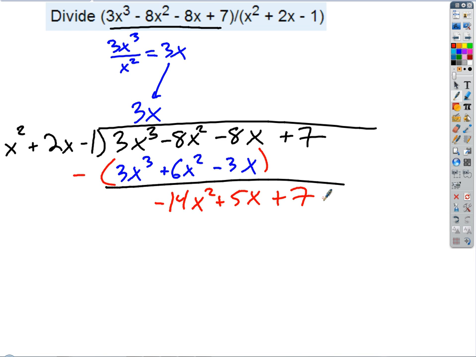Good. Okay. So next step. Did you say negative 5x? Say it again. Did you say negative 5x? Oh, I did. You're right. Thank you. Way to catch that.